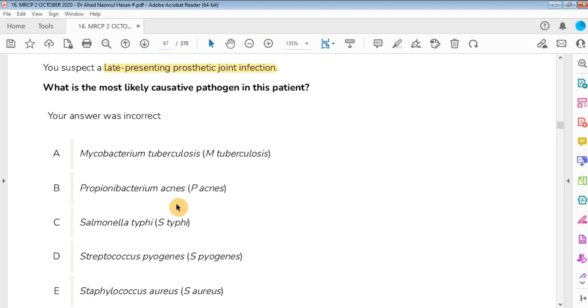What is the most likely causative pathogen in this patient? A. Mycobacterium TB, B. Propionibacterium acnes, C. Salmonella typhi, D. Streptococcus pyogenes, E. Staphylococcus aureus.